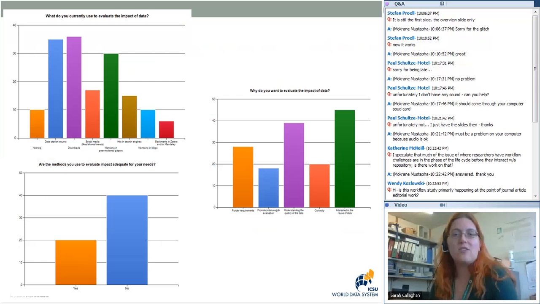And then we asked people what they'd like to use to evaluate the impact of their data, and we suggested a number of things. Why do they want to evaluate the impact of their data? And these were suggestions like funder requirements or promotion and tenure or plain and simple curiosity.